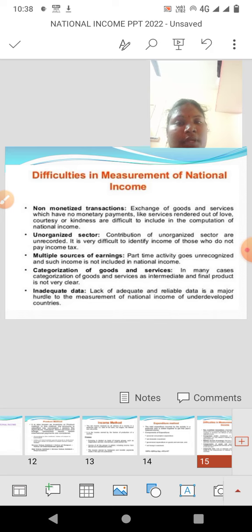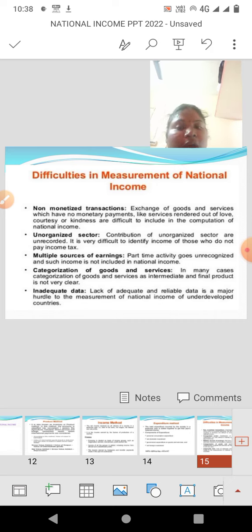Methods over. Now we will discuss the difficulties in measurement of national income. There are many, but I took only the five main categories. First one is non-monetized transactions. This comes under exchange of goods and services which have no monetary payments, like a service rendered out of love, courage, courtesy, or kindness. These are difficult to include in the computation of national income.